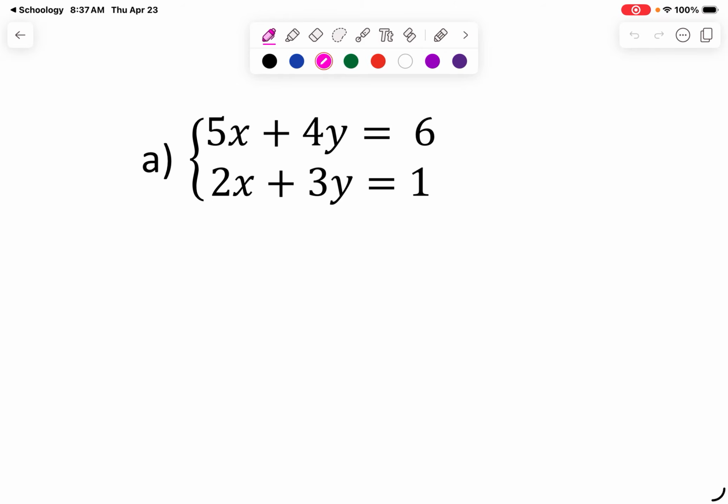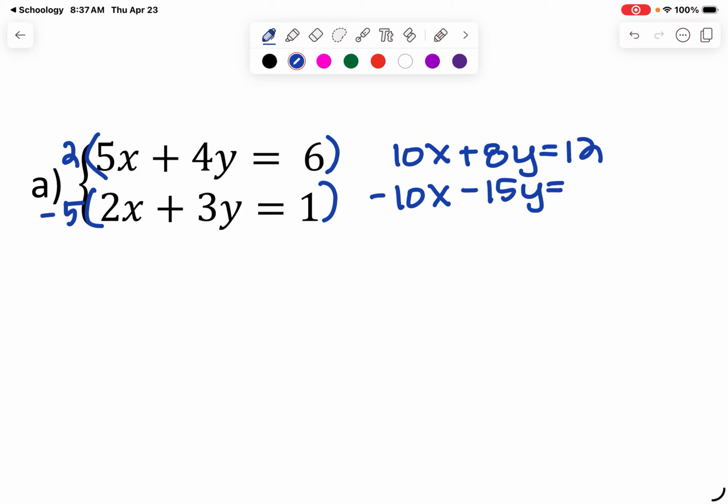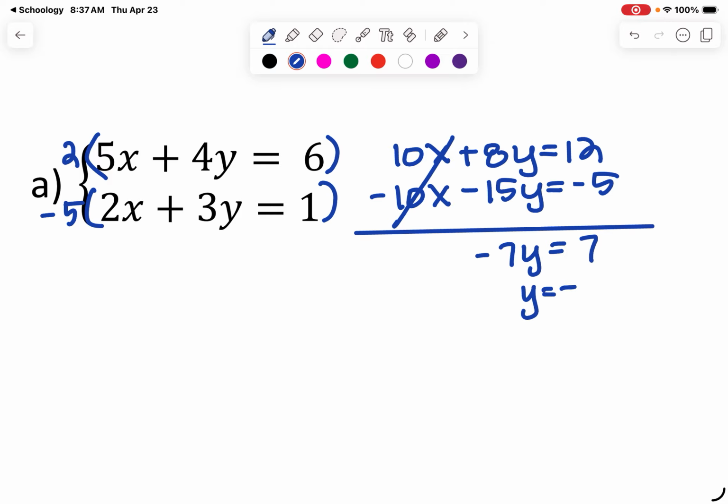Okay, so on this one here, I'm going to use elimination. I'm going to get my x's to eliminate. And you could get your x's or y's to eliminate. So I'm going to get the top one to be 10x, and the bottom one to be -10x. Now I have 10x plus 8y is equal to 12, and -10x minus 15y is equal to -5. Cancel. I have -7y is equal to 7, so y is equal to -1.